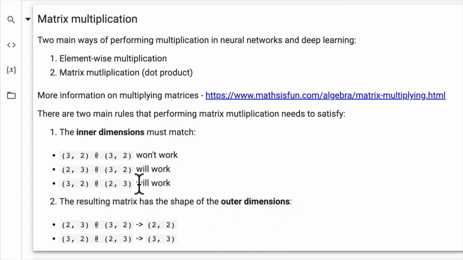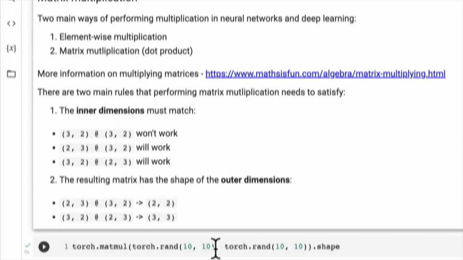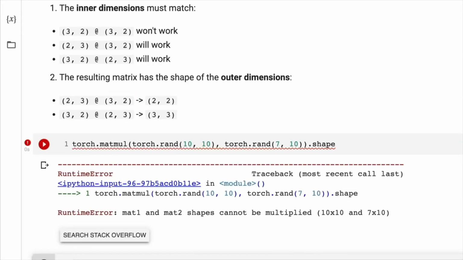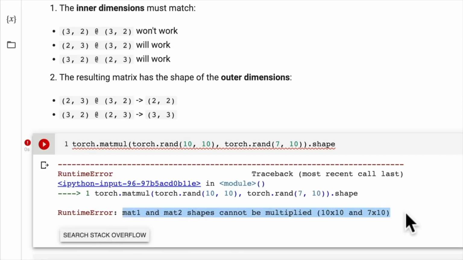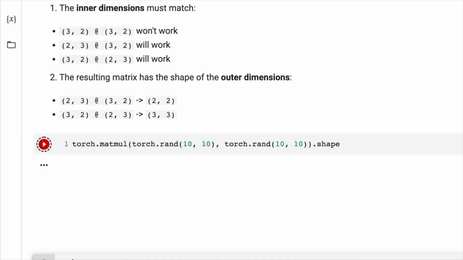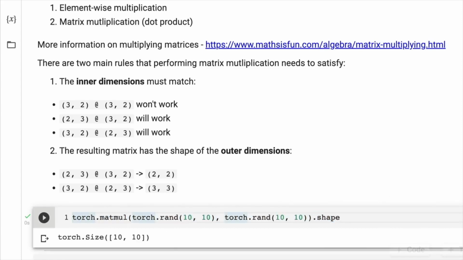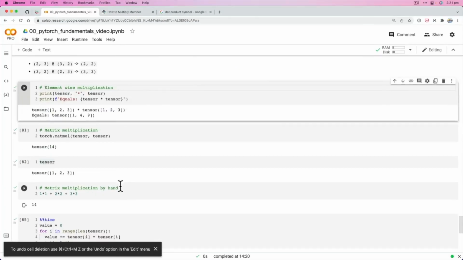If you're running into an error that the matrix multiplication can't work, so let's say this was 10 and this was 7, watch what's going to happen. We can't multiply them because the inner dimensions do not match. We don't have 10 and 10, we have 10 and 7. But then when we change this so that they match, we get 10 and 10. Beautiful.